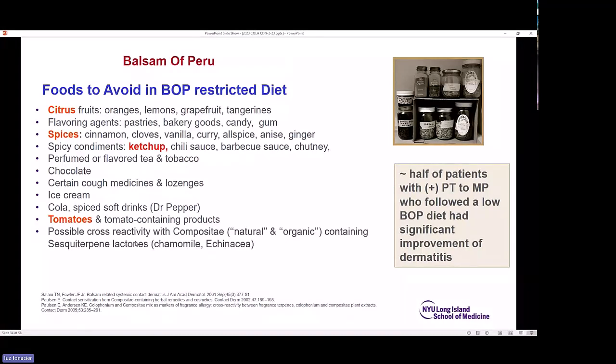What we do in our practice is, you have a positive balsam of Peru, we give you a safe list of just contact allergens. Avoid the contact allergens. We try that for 6 to 8 weeks. If there is continuous flare after strict compliance with balsam of Peru free contact allergens, that's the only time that we would consider trying a balsam of Peru restricted diet for about 2 months. And about half of patients with a positive patch test to Myroxylon pereirae, which is balsam of Peru, and avoided balsam of Peru had improvement in their dermatitis.